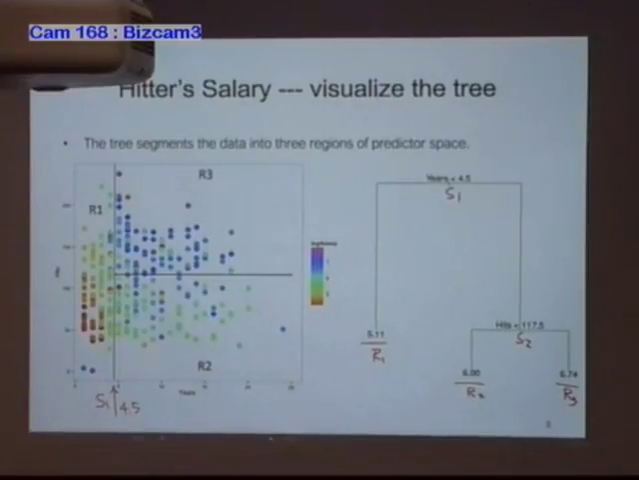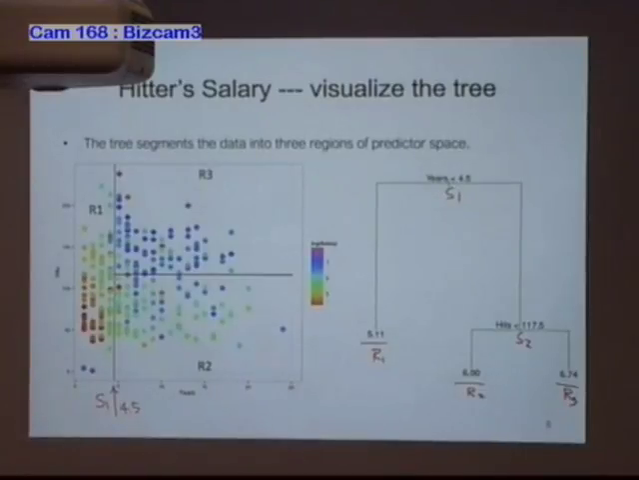And among those who are senior, there's a second split. So this is the second split, 117.5. So this is S2. And you can see this is a vertical split and this is a horizontal split. It's horizontal because we are separating people based on their hits, and people can only be higher or lower than the threshold. So that's going to be a horizontal split. And that's it. That's the final solution.